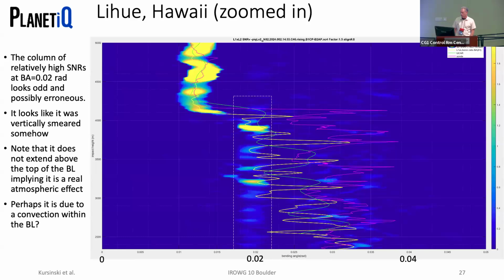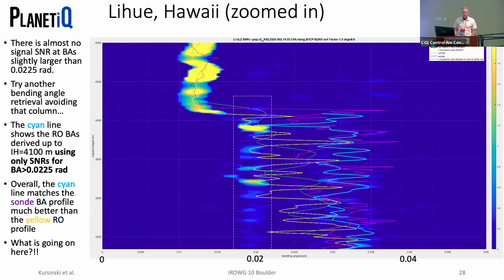And there's one sort of noisy column right here. And if I eliminate that column, so I only use the measurements that are to the right of this column, I get this retrieval, which is much better matched to the purple that is the sonde.